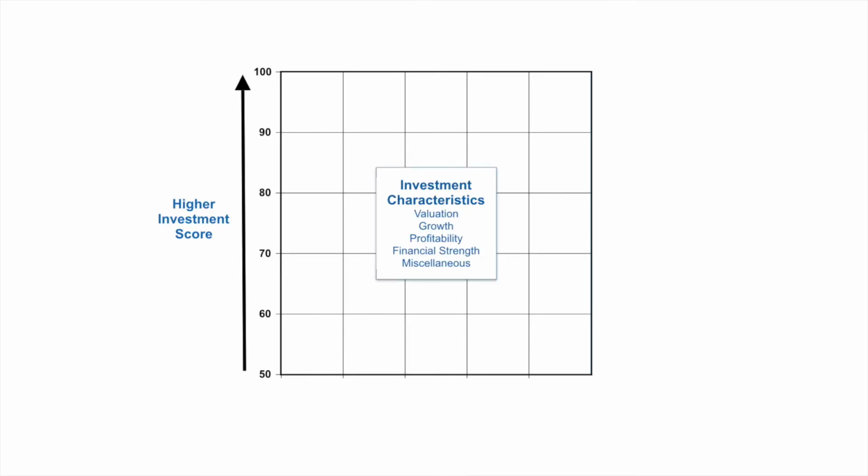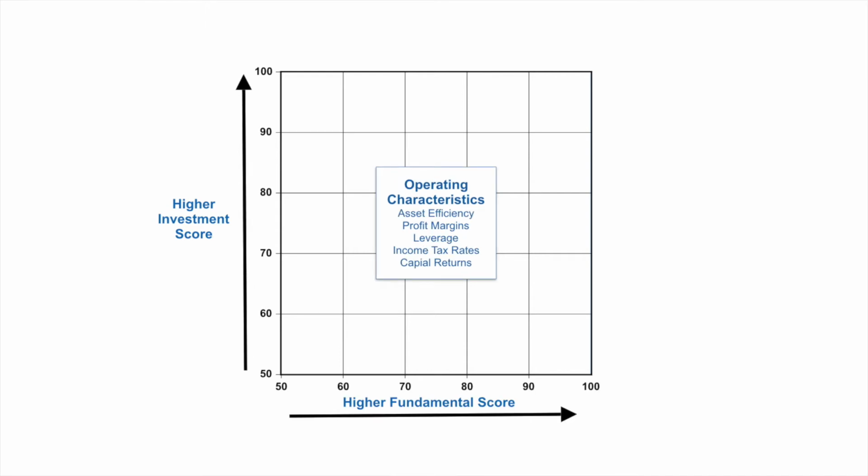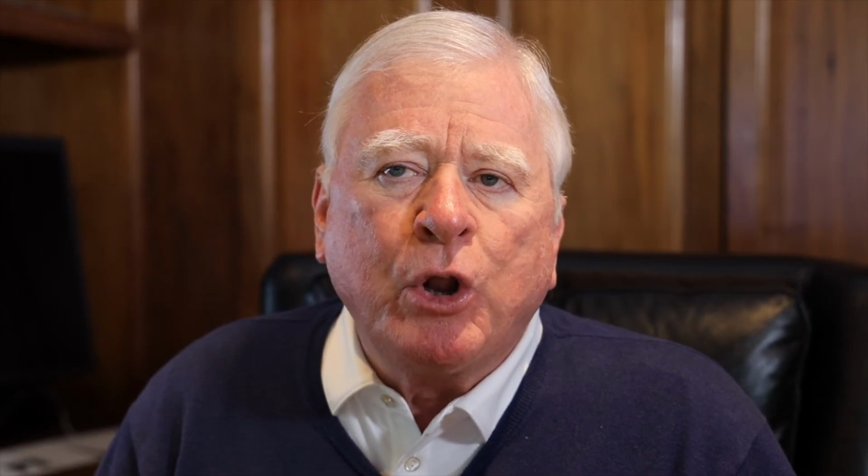So let's look at a methodology for establishing how similar companies are to Apple. Let's start off with a grid. The vertical axis is going to represent how well a company compares to Apple in terms of investment characteristics, things like growth, profitability, valuation, financial strength, that sort of thing. The horizontal axis would be operating characteristics: profit margins, return on capital, tax rates, financial leverage, that sort of thing. And you can think of companies as falling on this grid, and when the two factors are plotted together, you can get an overall measure of how well a company stacks up against Apple.